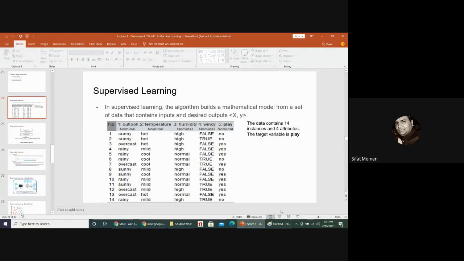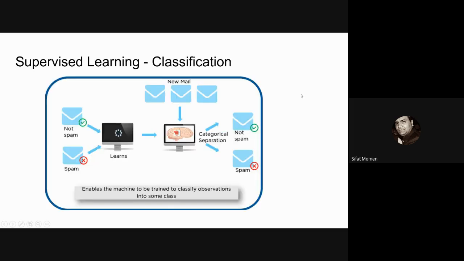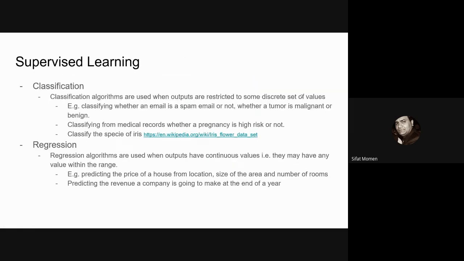Let's go back to this one. So supervised learning problem, the problem can be either classification or regression. Classification problems তখনই হবে যখন the outputs are restricted to some discrete set of values. Correct? For example, we are asking you to classify whether an email is a spam email or not. এটা কি classification problem না? ইমেলটাকে predict করছে either as a spam or as a regular email, right?